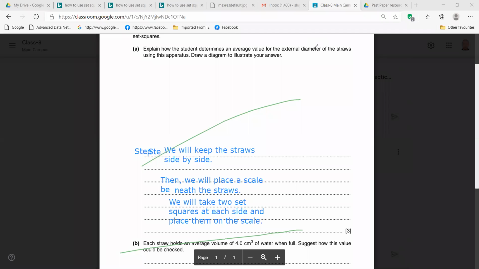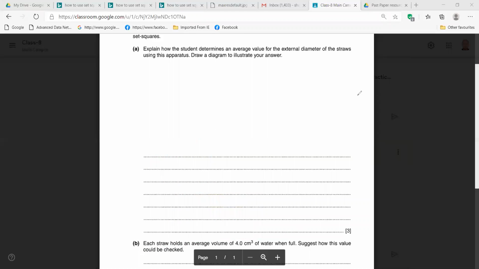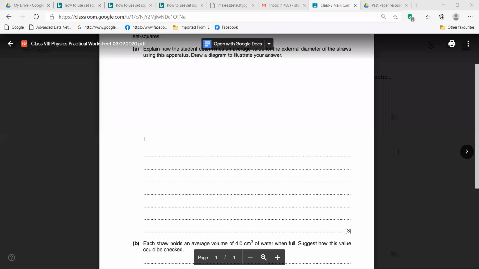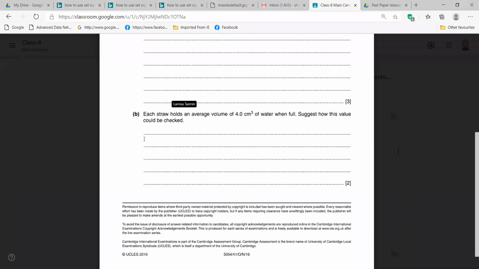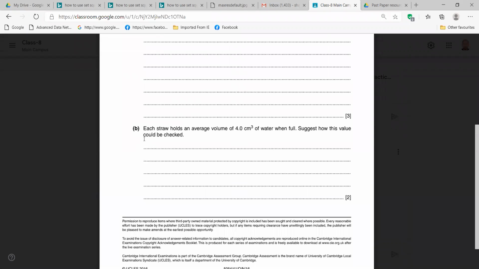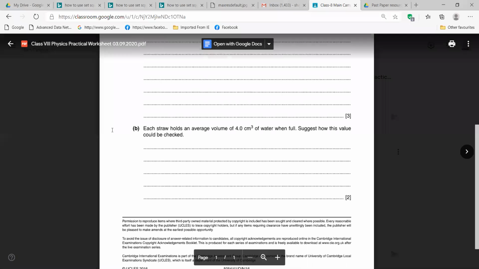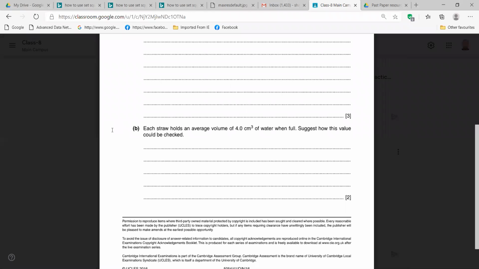Okay, sir. Now we are done with part A, right? Yes, sir. We are going to the next part, Part B. Lamisa, you continue here. Straw holds an average of 4.0 centimeter cube of water when full. Suggest how this value could be checked.